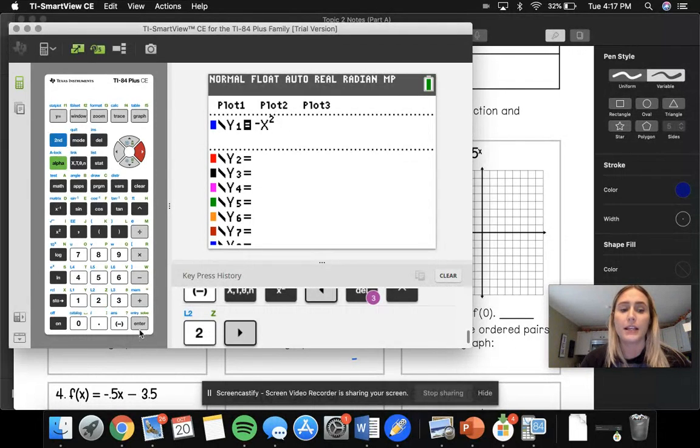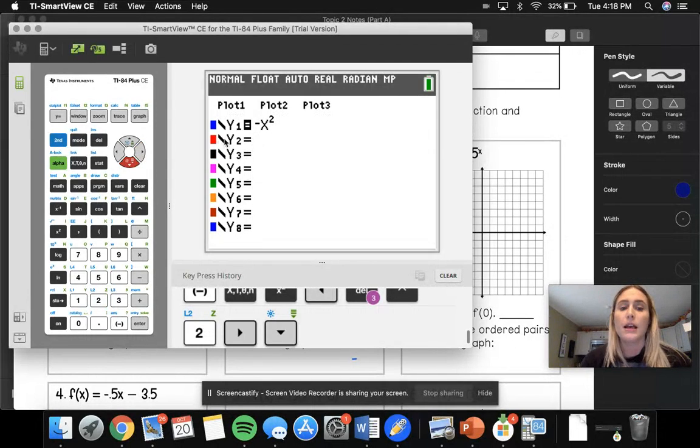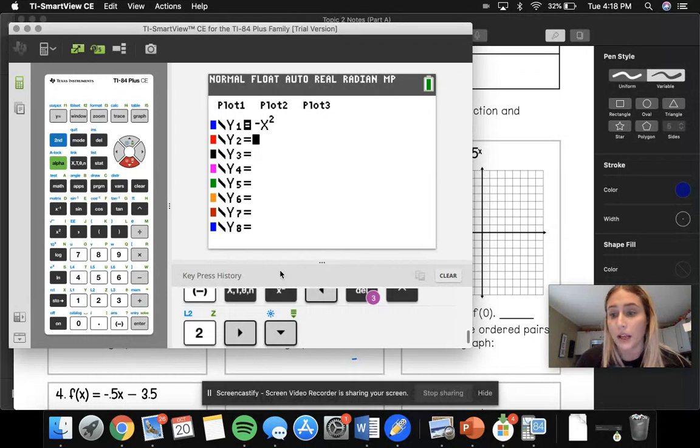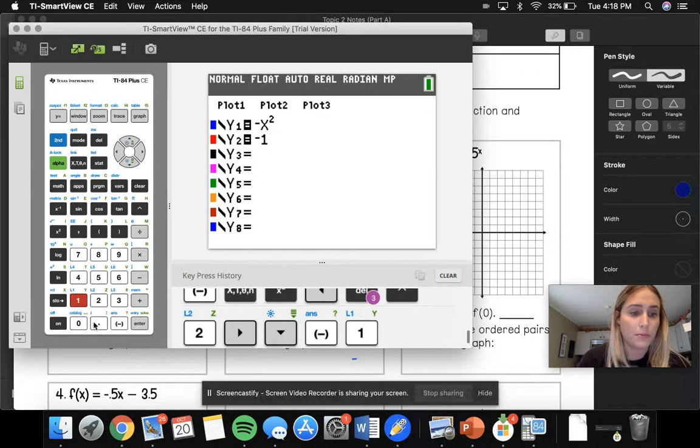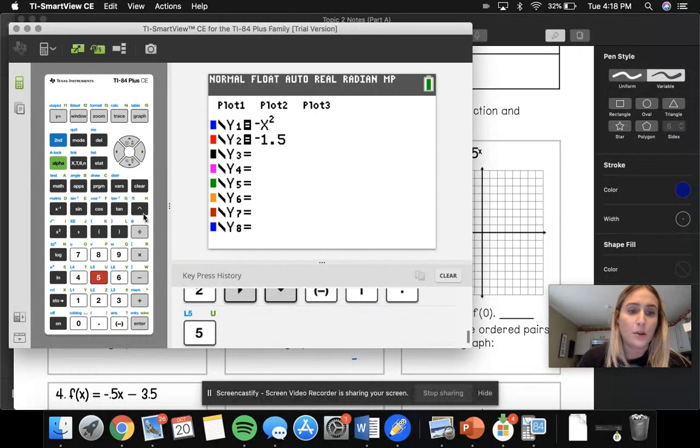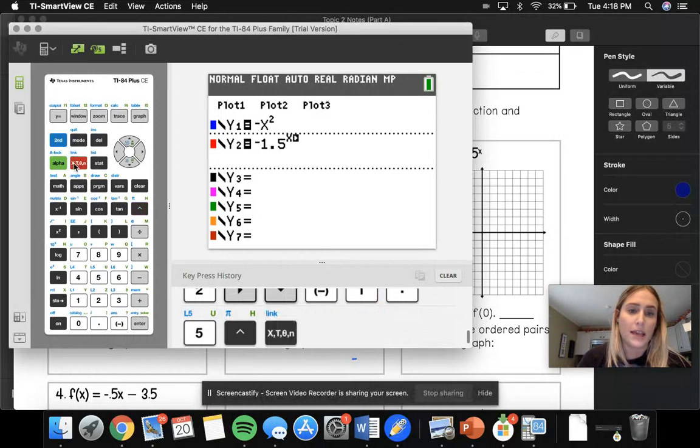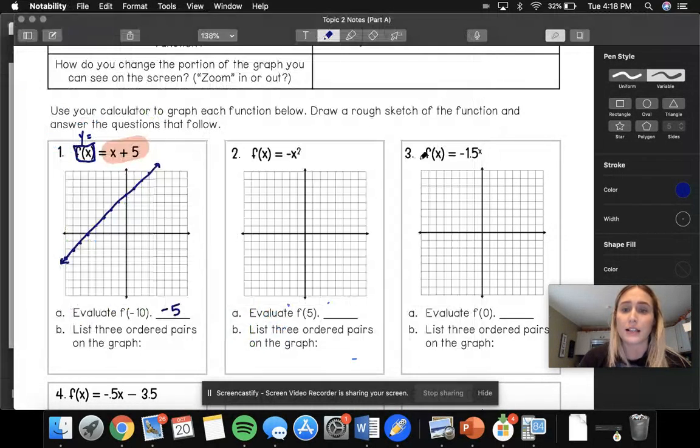Now I want to do a second one, so I'm going to go to the right. You can either hit enter at this point or hit down. And I want to graph another one, because why not? So now I'm going to do negative 1.5 with an exponent of an x. So negative 1.5 raised to the power of x. Again, these look exactly like what this looks like. Again, I am typing in my calculator this and this.